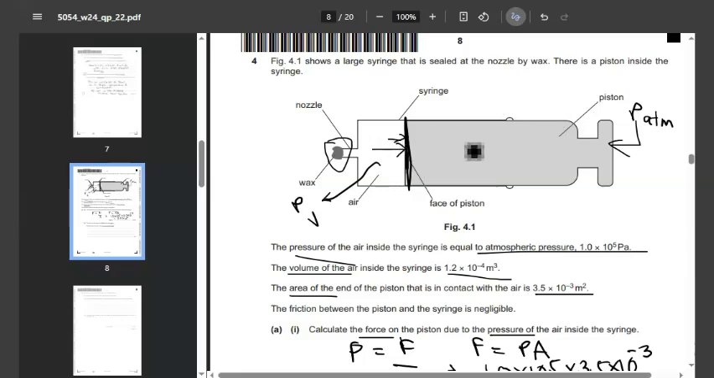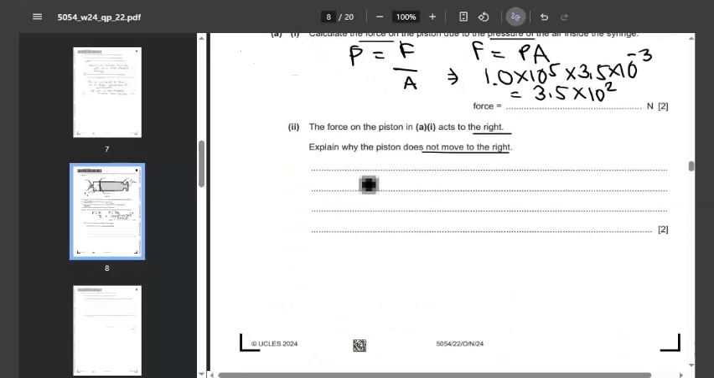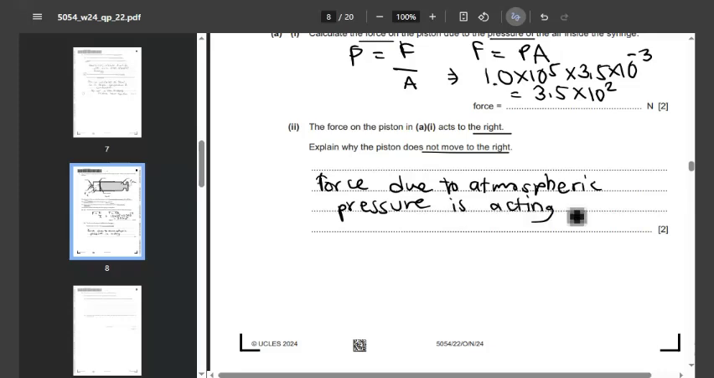So let's just write it. Force due to atmospheric pressure is acting on the left. They cancel each other out, and so there is no resultant force.